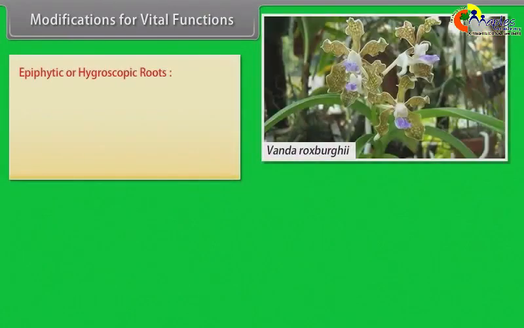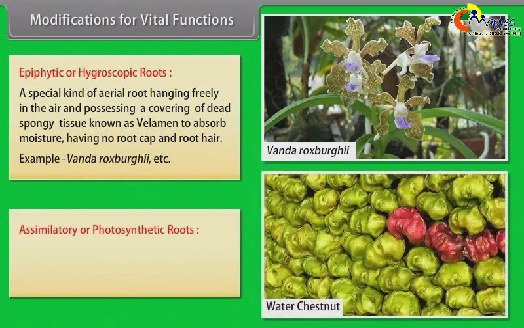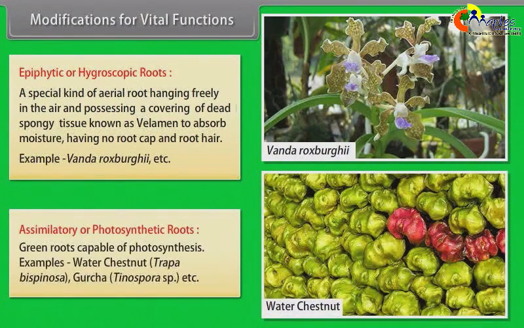Modifications for vital functions. Epiphytic or hygroscopic roots. A special kind of aerial root hanging freely in the air and possessing a covering of dead spongy tissue known as velamen to absorb moisture, having no root cap and root hair. Example, Vanda roxburghii, etc. Assimilatory or photosynthetic roots. Green roots capable of photosynthesis. Example, water chestnut, gurcha, etc.